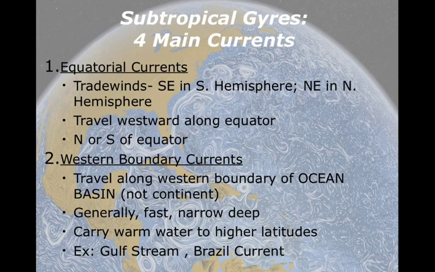Western boundary currents are very fast, they're very narrow, and they're very deep, and they are generally warm. They take the warm water from the equatorial current that has absorbed all the heat from the sun and bring it closer to temperate regions and up towards the poles. And the classic example of the western boundary current is ours. It's the Gulf Stream. In the southern Atlantic Ocean, it would be the Brazil current. Both of these are warm, very fast, very narrow, and very deep. And they're sort of important currents.